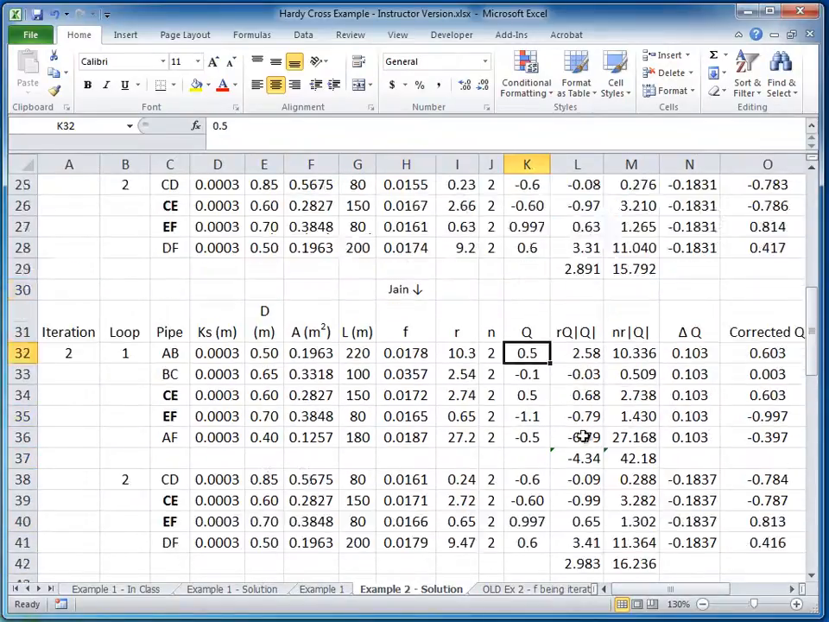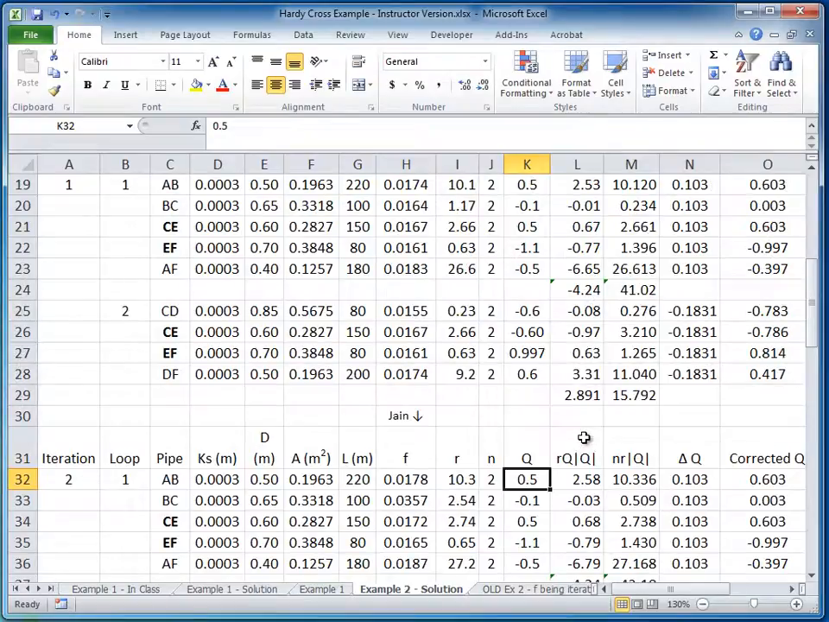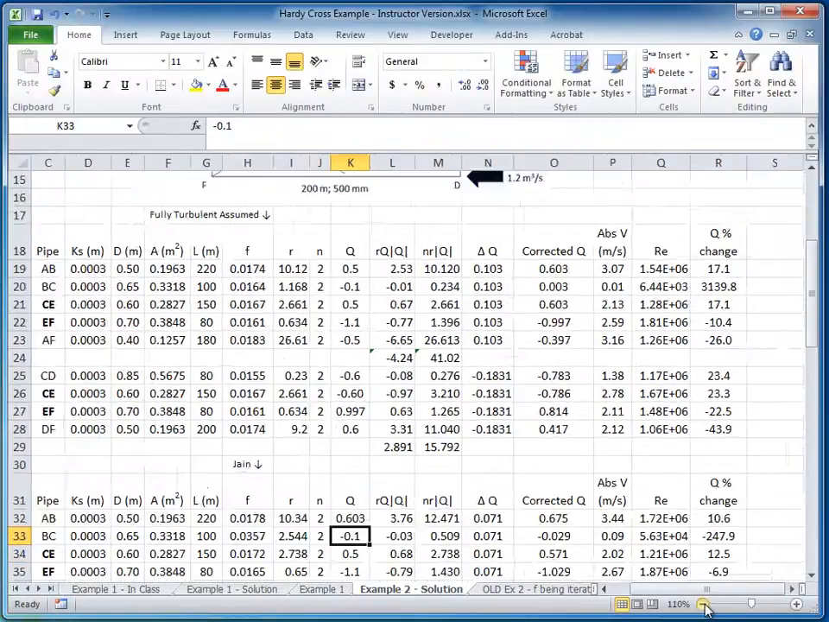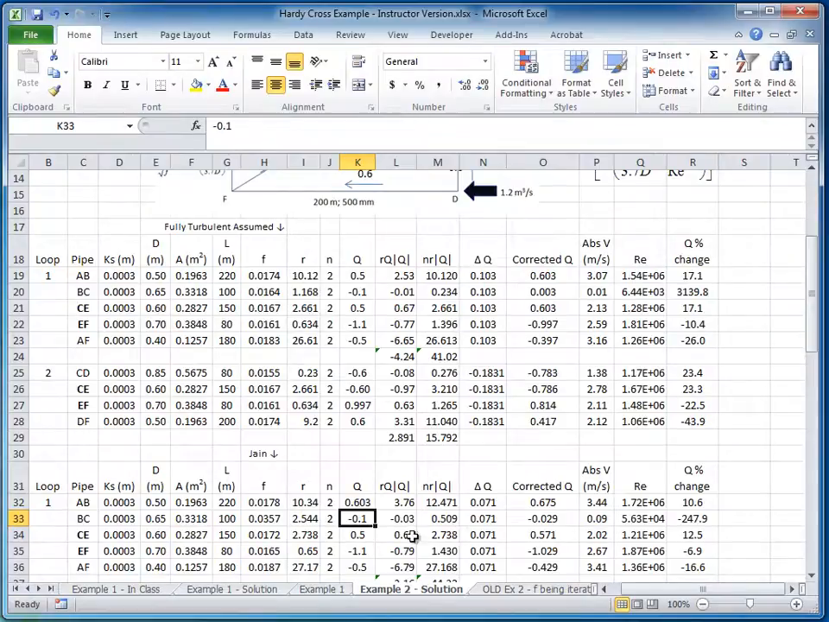Now I do need to update the Q's because previously they were just typed in. So for iteration 2, the most recent version of the guess for the flow through AB is going to be up here. Let me zoom out a little bit. Well, I'll just refer to that. Now I'm going to zoom out so I can see things more completely, a bird's eye view. Okay, the most recent BC is going to be this one.